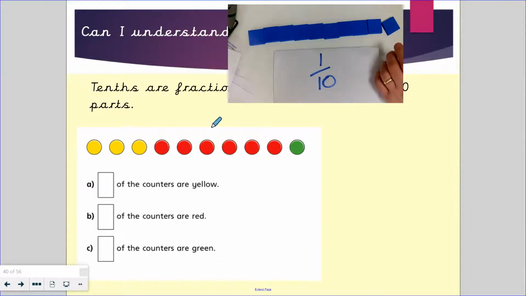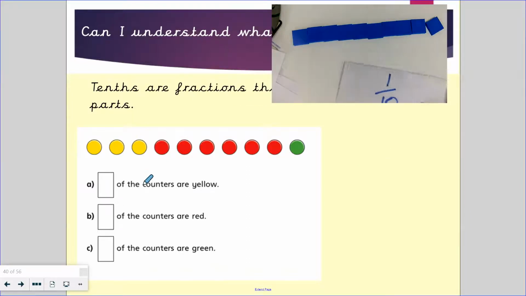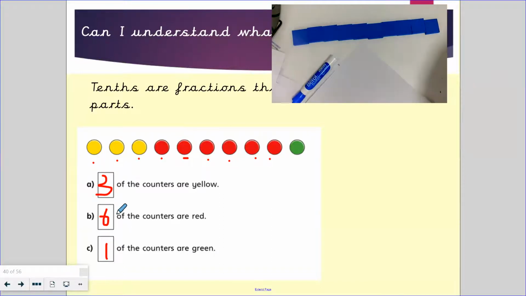So when we have a look at the board now, the question asks us, have a look at the counters. How many of these counters are yellow? So 3 of the counters are yellow. We go 1, 2, 3, and we've got 3 yellow counters. How many are red? 1, 2, 3, 4, 5, 6. So 6 are red. And then how many are green? 1. When you add all these values up together, we get the magic number of 10, and that shows us that that is made a whole.